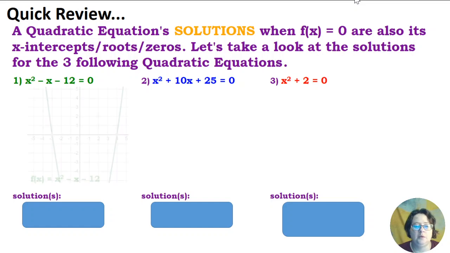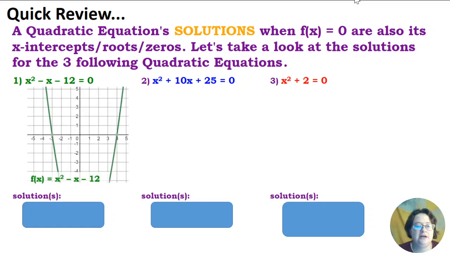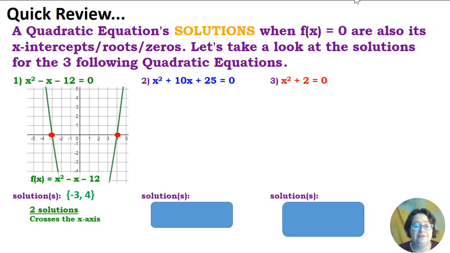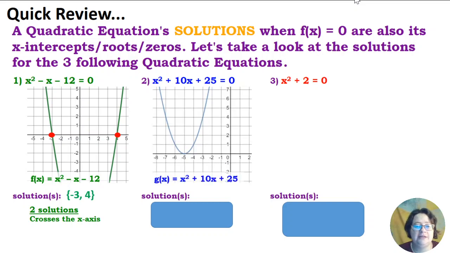For number 1, when we graph this, we see that it goes through the x-axis at two places. So we have two solutions where it crosses the x-axis. And those solutions are at -3 and +4. For our second equation, when we put this into Desmos, we see that it touches the x-axis, but does not go all the way through. And so it only has one solution where it's on the x-axis at -5.